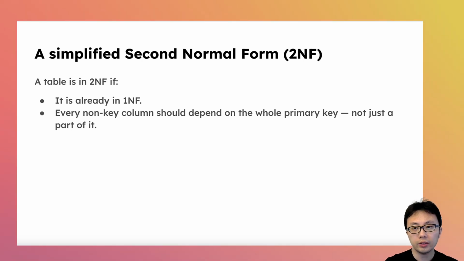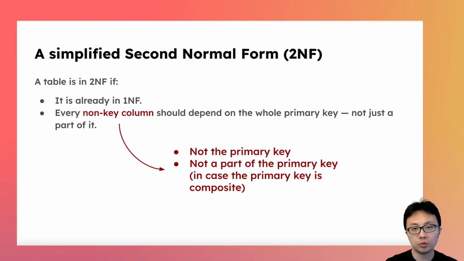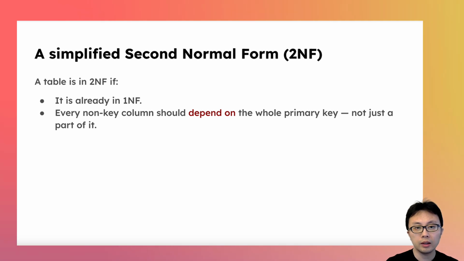If a table is in the second normal form, then every non-key column should depend on the whole primary key, not just a part of it. There are two terms that require some clarification. First, by non-key column, I mean the columns that are not the primary key or a part of the primary key, in case the primary key is a composite key that has more than one column. Second, depends on here refers to functional dependency. To fully understand it, we need to introduce you to the concept of functional dependency.